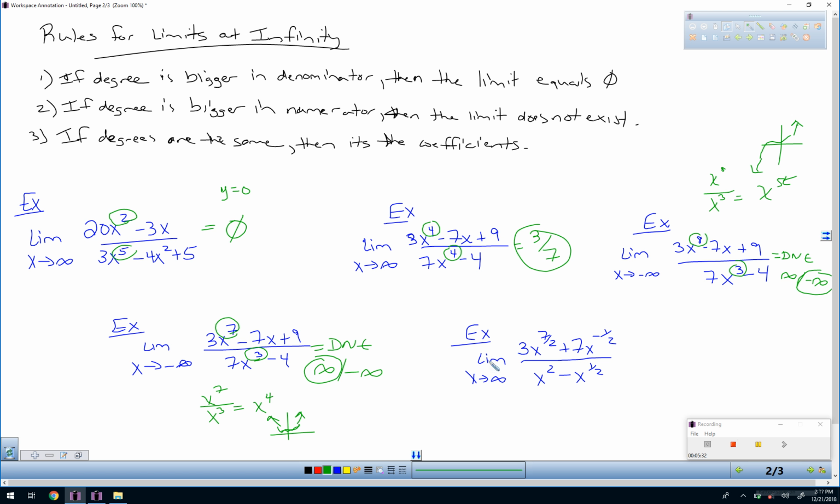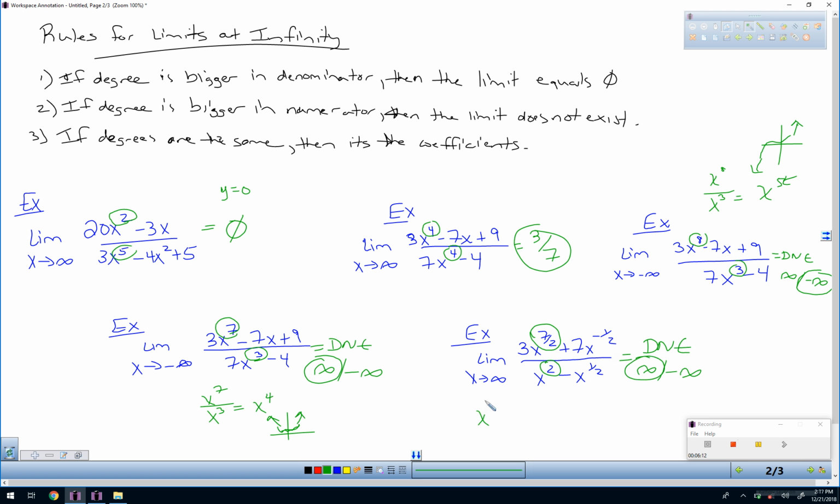For the next one, the limit as x approaches infinity, notice the numerator is x to the 7 over 2. Keep in mind that that's not approximately, that's the same thing as x to the 3.5. The degree of the denominator is 2, so it's definitely bigger in the numerator, so that again does not exist. And if you were to argue about whether this is positive infinity or negative infinity, you could graph this function. That would be fine, and you would discover that for this problem, you would end up getting positive infinity.